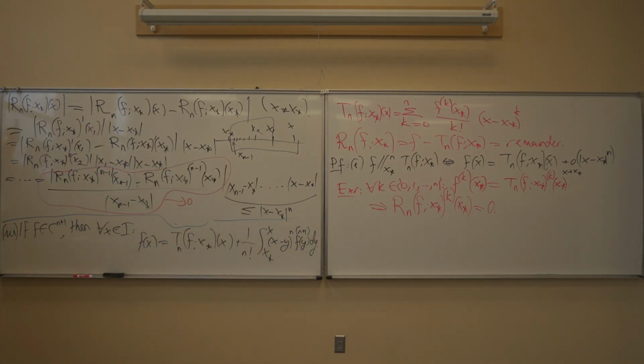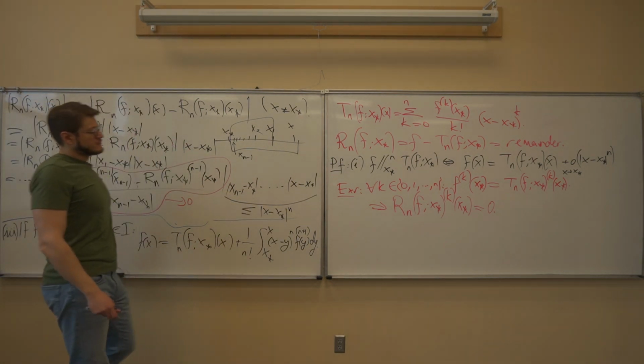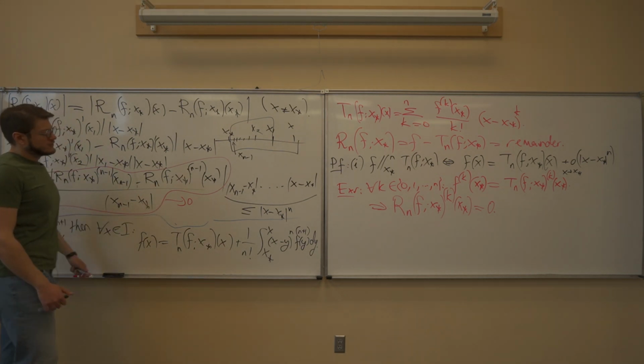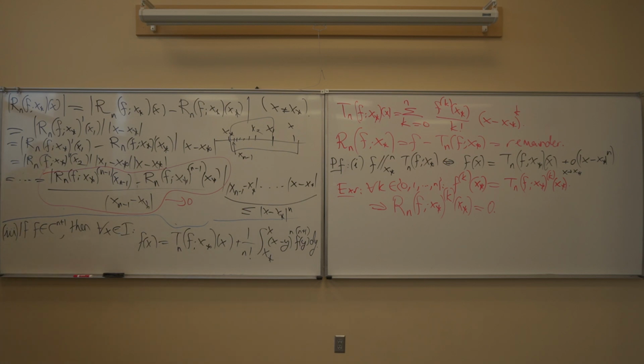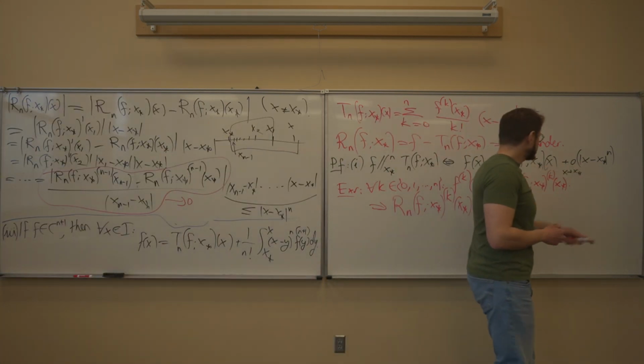Okay, so I was able to bound the remainder by the distance of x and x star raised to the power n times some constant that goes to 0. That's the little o that I wanted. Okay, so let me show this.